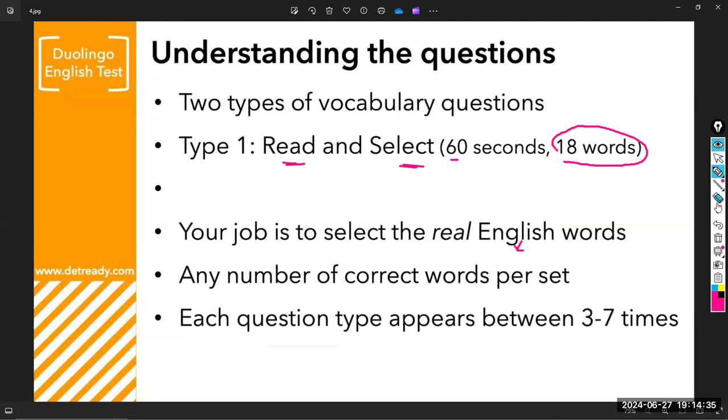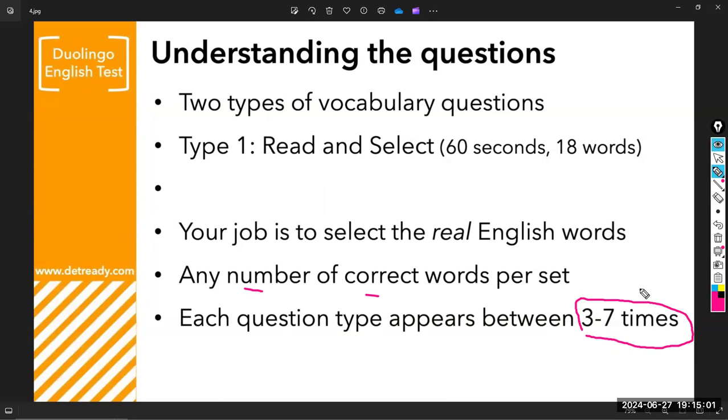And as we mentioned earlier, any number of words are going to be correct to select, because some students think that all the time there are 10, all the time 8 or 5. No, it isn't. Now, each question type appears, so maybe you will do this module from 3 to 7 times.